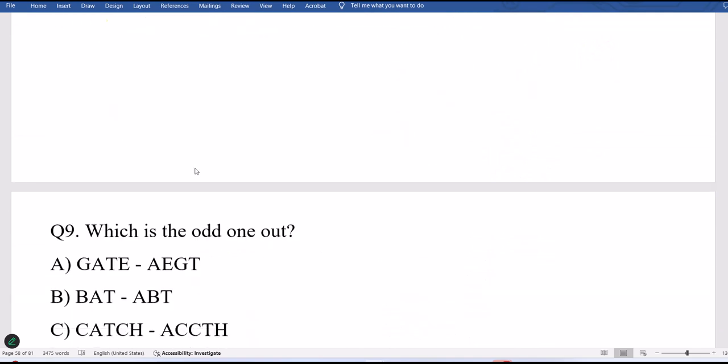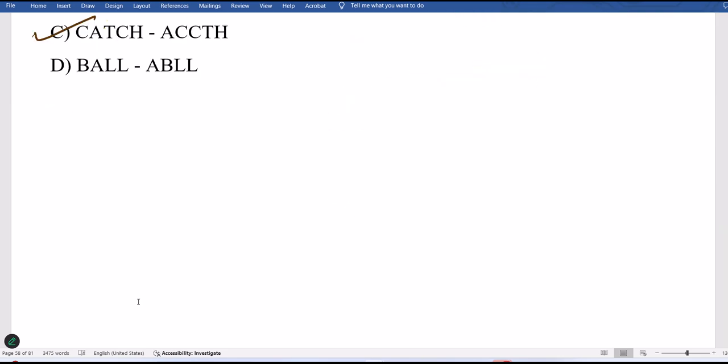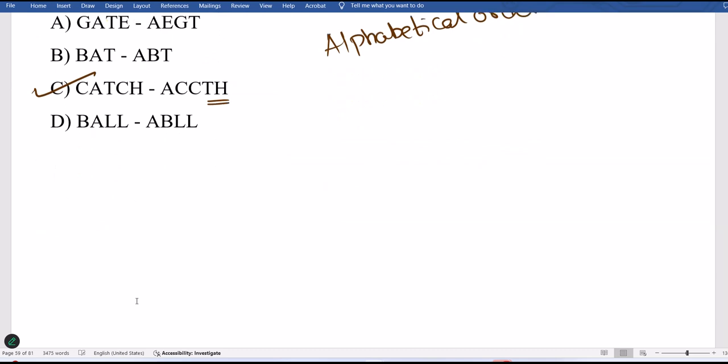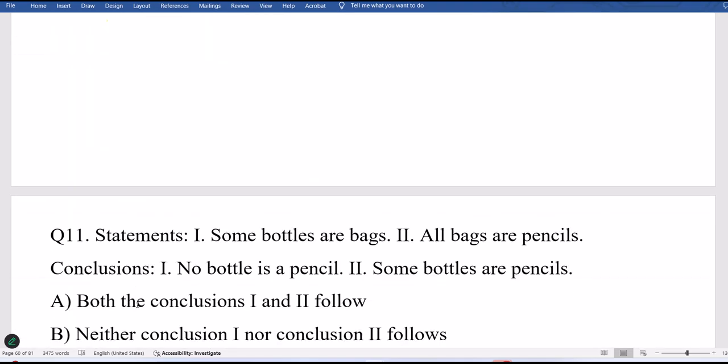Yeah, I think you people solve this. This logic is also similar to that one only. Alphabetical order changing. Alphabetical order mapping. All satisfied except option C. HT, it should not be TH. I think this is easy.